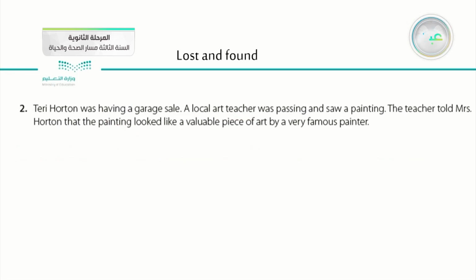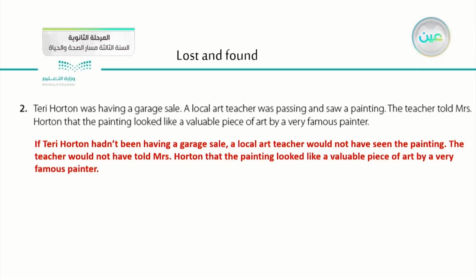Terry Horton was having a garage sale. A local art teacher was passing and saw a painting. The teacher told Mrs. Horton that the painting looked like a valuable piece of art by a very famous painter. The answer is, if Terry Horton hadn't been having a garage sale, a local art teacher wouldn't have seen the painting. The teacher wouldn't have told Mrs. Horton that the painting looked like a valuable piece of art by a very famous painter.